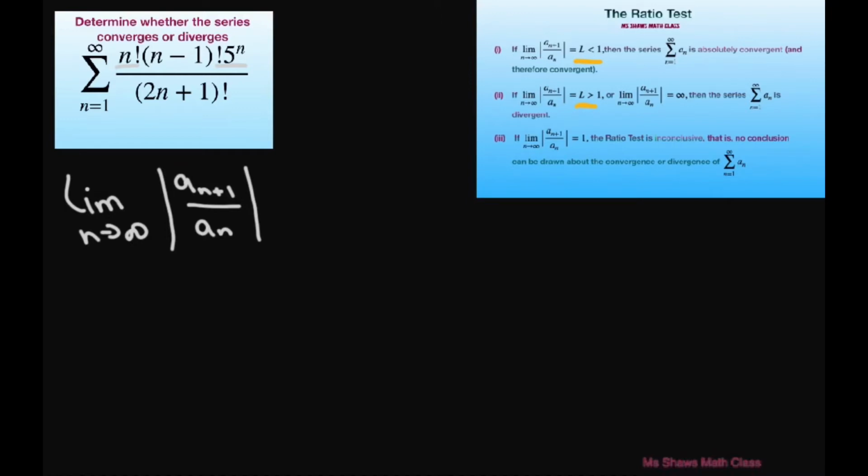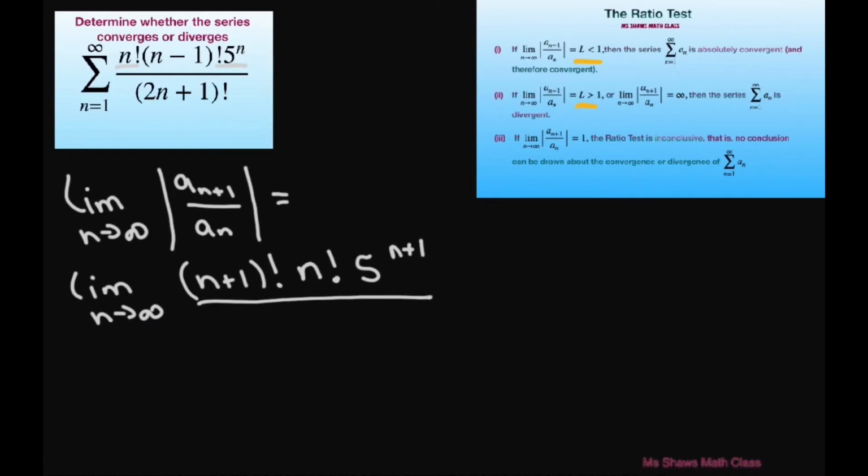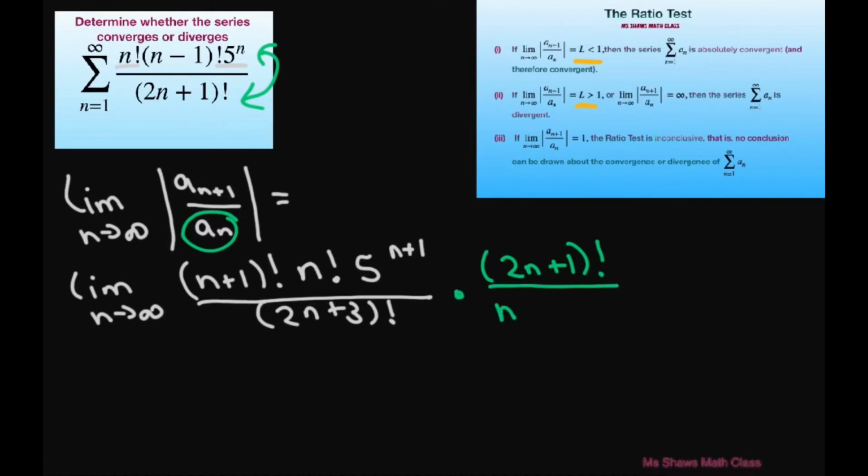So let's use substitution. This is going to equal the limit as n approaches infinity of (n plus 1) factorial times n factorial times 5 to the power of n plus 1, all divided by (2n plus 3) factorial. All right, then we're dividing by a sub n, which is the same as multiplying by the reciprocal. So this is going to be (2n plus 1) factorial divided by n factorial times (n minus 1) factorial times 5 to the power of n.